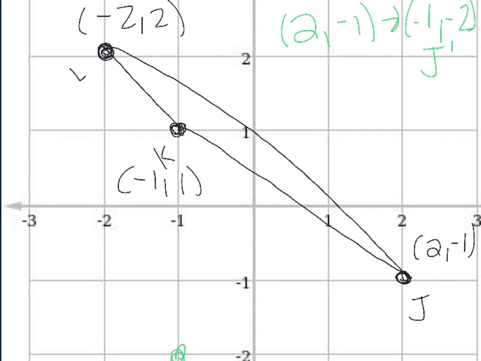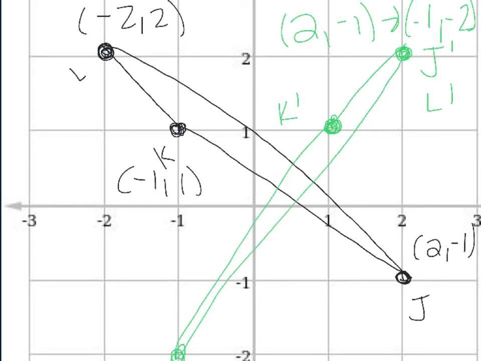So then I just do the same thing for K and L. K prime is going to be at 1, 1. And we expected it to be somewhere in the first quadrant, so that's good. And then L is going to be mapped to L prime, and L prime is going to be at 2, 2. So that's L prime.